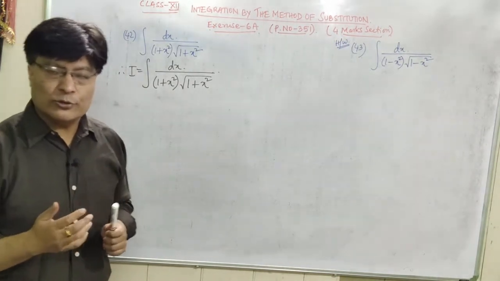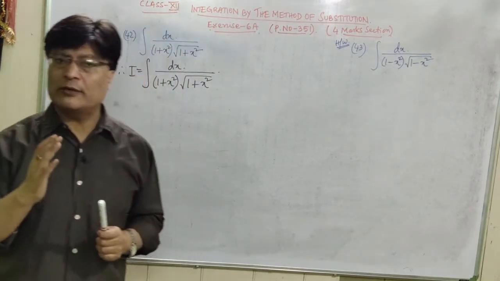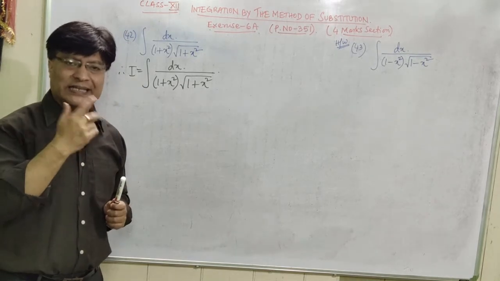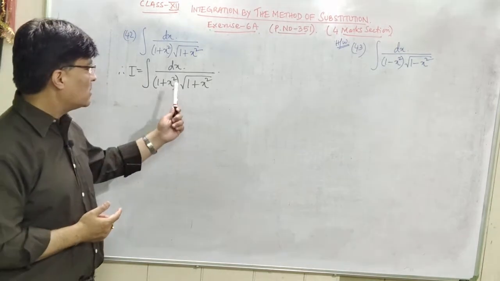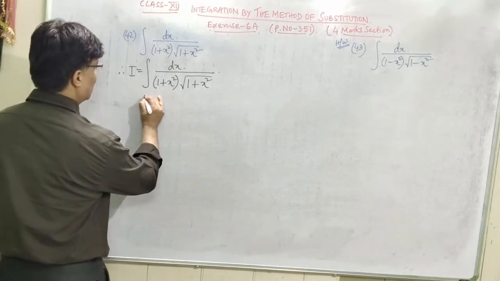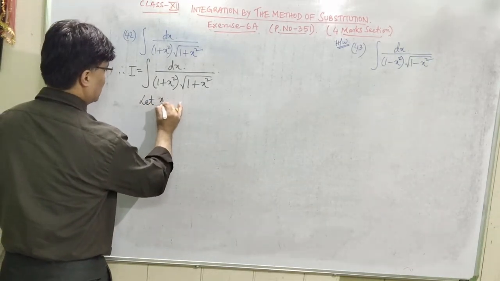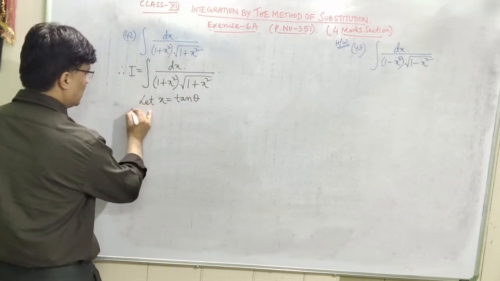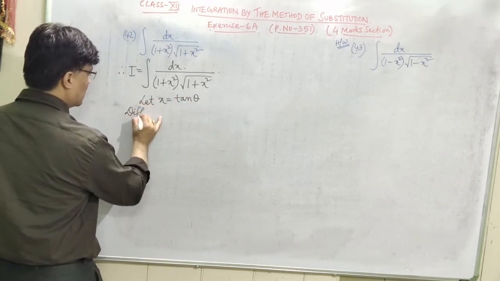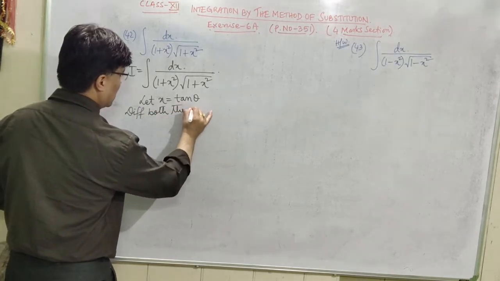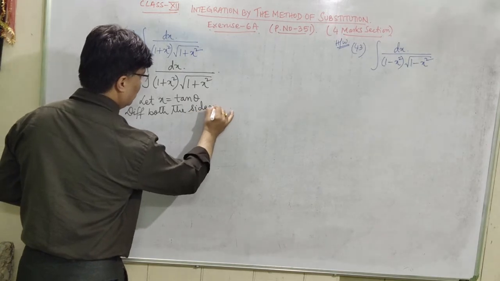So here also you should do the trigonometric substitution, because here the power of x is 2. So you can put here x is equal to tan theta, because you know that 1 plus tan square theta is sec square theta. So let us put x is equal to tan theta. So let x is equal to tan theta. So let us differentiate both the sides with respect to theta.